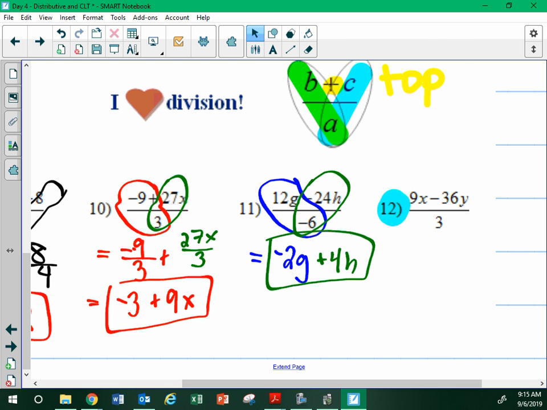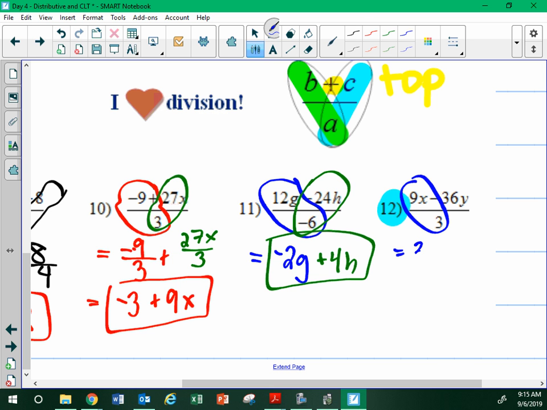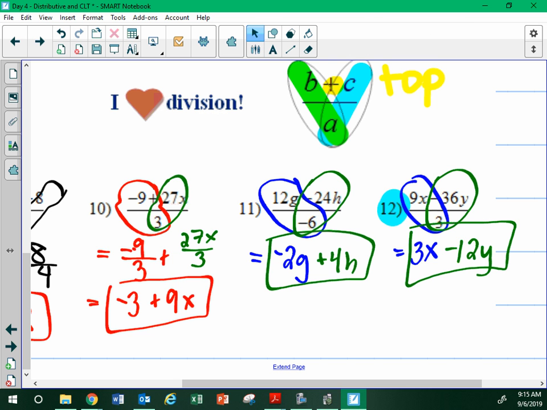All right. 9 divided by 3. 3. Don't forget your x. And negative 36 divided by 3. Negative 12y. Any questions with that?